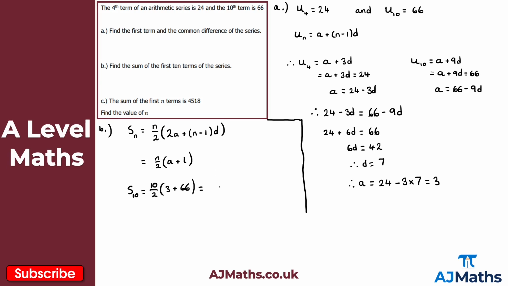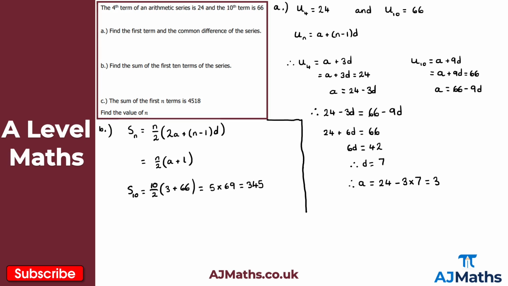So what I get then is 5 times 69 here, and that is equal to 345. Okay. And there we go. So that's all we need there for part B. Like I said, you can use either of these here, but seeing as we already have the last term, the 10th term in that series, we can just use this different version here. That's a little bit easier to work with. Okay. So that's part B done.